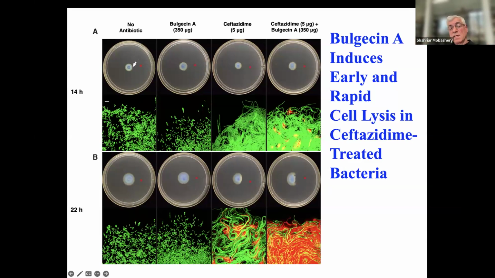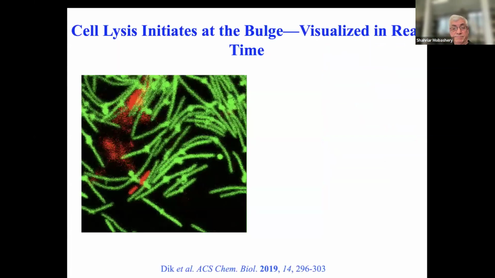It's sub-MIC. You get some death. That's the red color. The red color forms by reaction of the DNA that has been released into the medium, which has propidium iodide. Propidium iodide complexes with the DNA to give the red color. But when you have ceftazidime and bulgesine A mixed, you start seeing death earlier. And of course, by 22 hours, the plate is awash in red, which means that most of them have died.